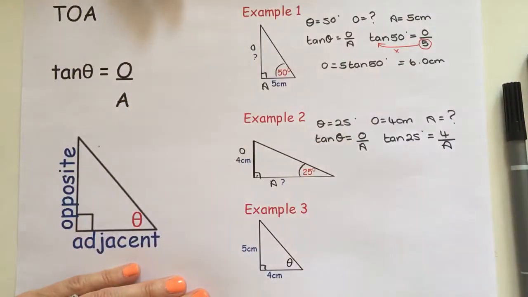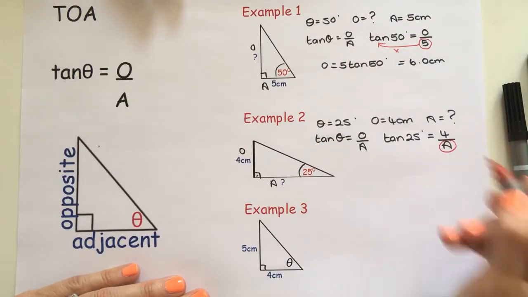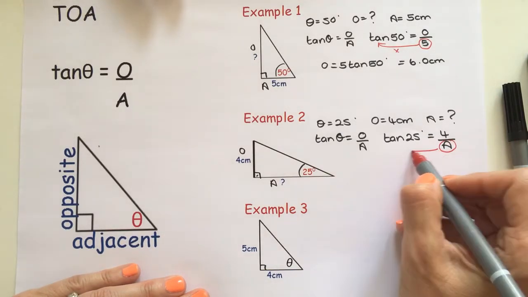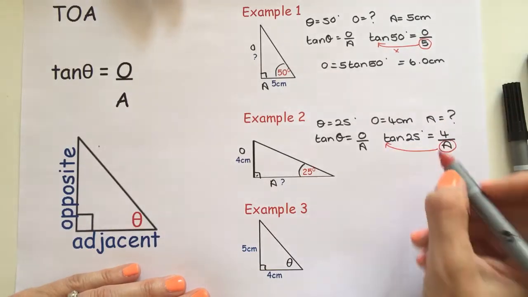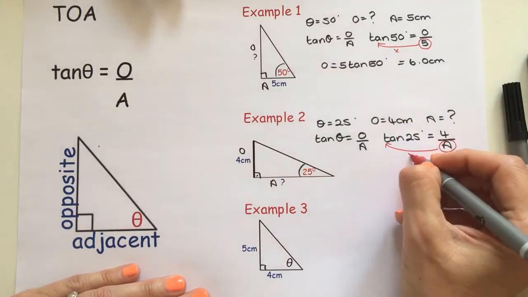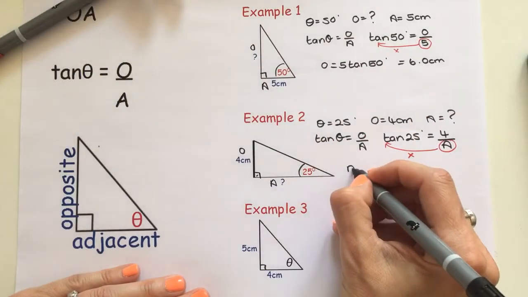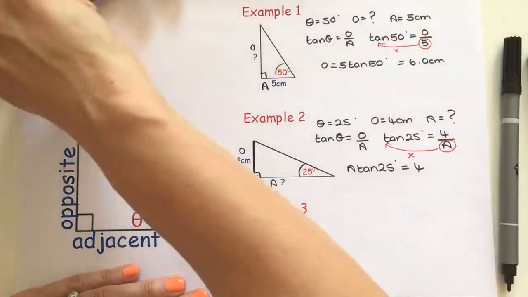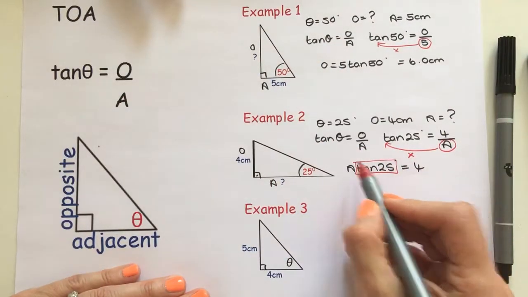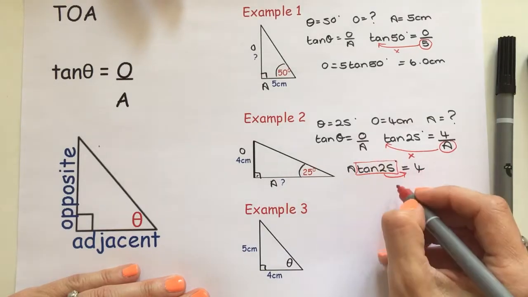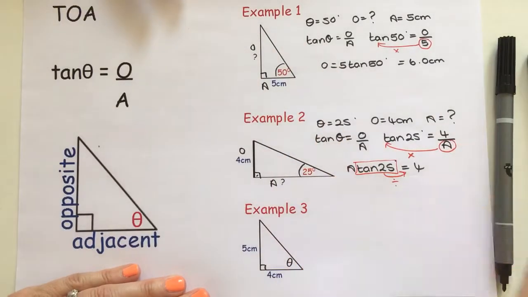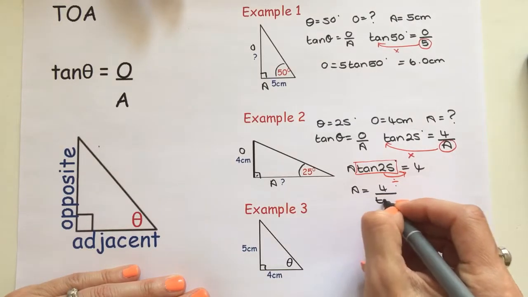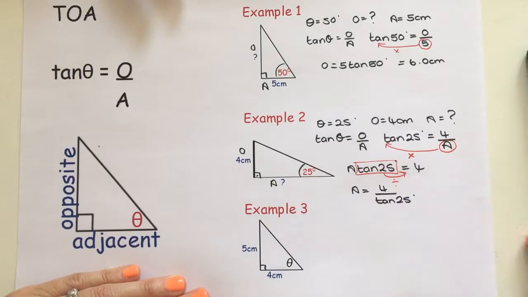Again, if you've been following the previous 2 videos, we do the rearrangement. We need to make A the subject, so it's the denominator at the minute, so we can't just move the 4, we've got to move the A first by multiplying. So A tan 25 degrees equals 4, and then we can move the tan 25 away by division, because the tan 25 is multiplied onto the A, so A equals 4 divided by tan 25 degrees.